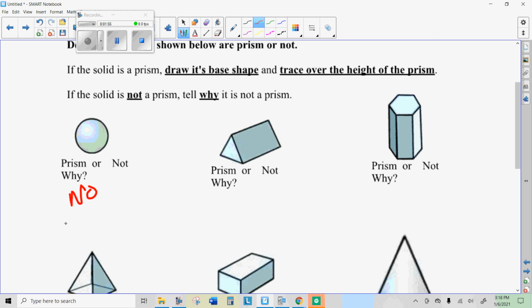This one is not three-dimensional, so they need to be three-dimensional. Unless maybe this is a sphere, that would be three-dimensional. But there surely aren't polygon. There's no polygon faces or bases. All right, go ahead. You do the rest and check back to see if you get them right.